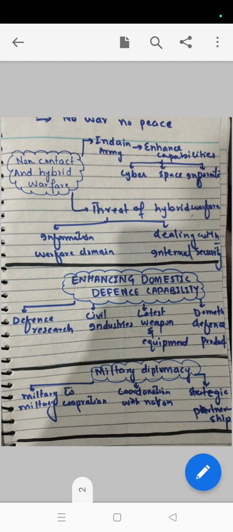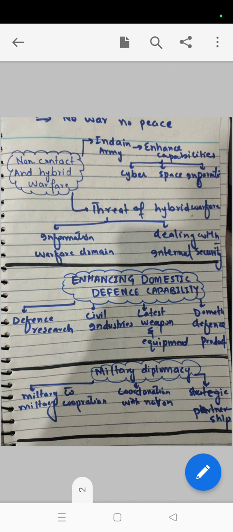Then I'm going toward non-contact and hybrid warfare. India also believes in hybrid warfare, and fifth generation wars are solely based on hybrid warfare. So the Indian army, or this Indian warfare doctrine, gives us two main propositions for this hybrid type of warfare. The first one is that the Indian army enhances its capacities in cyber, space, and information, because these three are the main factors for hybrid warfare.